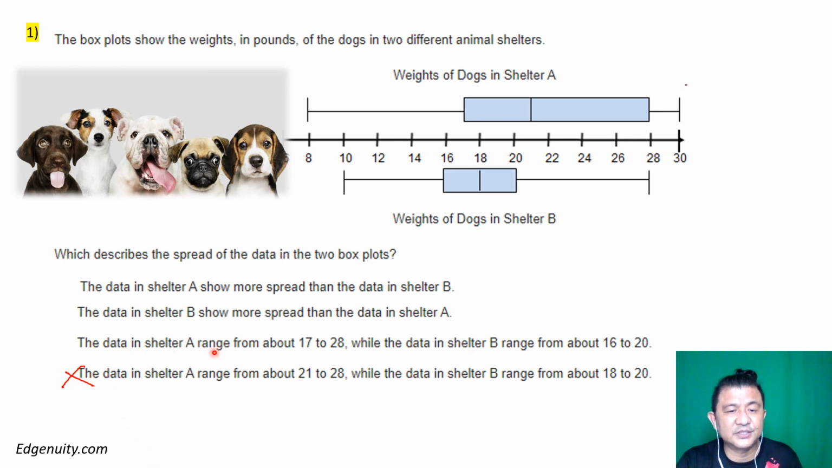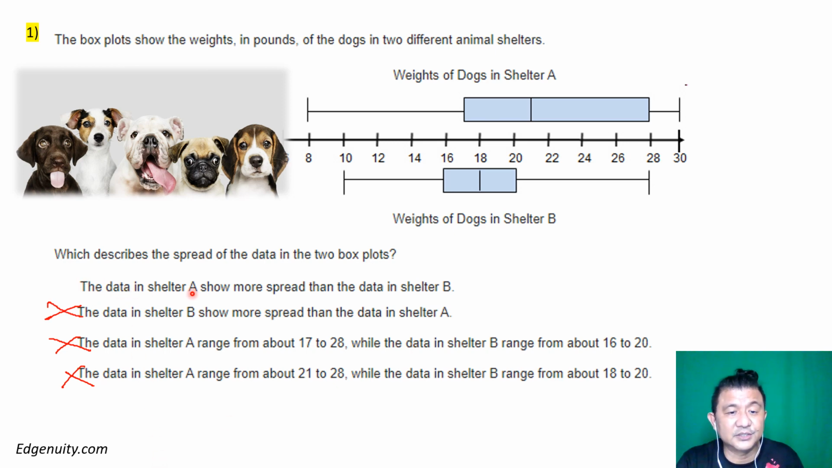Next, the data in shelter A ranges from 17 to 28. 17 is over here, 28 is over there. No, that's only 50% of the data. It ranges from this to that. So you're wrong. That can't be the answer. Let's look at the third one. The data in shelter B shows more spread than data A. Is that more spread? Is this longer than that? Even the 50%, this is shorter than that one. So definitely it is not spread out. So maybe the number one is correct.